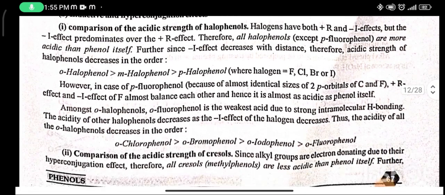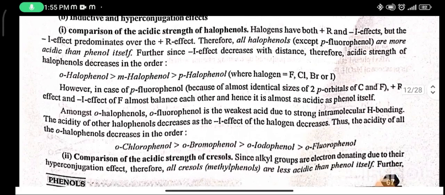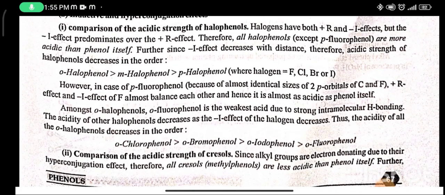Inductive and hyperconjugation effects. Comparison of acidic strength of halophenols. Halogens have both plus R and minus I effects, but the minus I effect predominates over plus R. Therefore, all halophenols except parafluorophenol are more acidic than phenol itself. Further, since minus I decreases with distance, the acidic strength of halophenols decreases in the order.